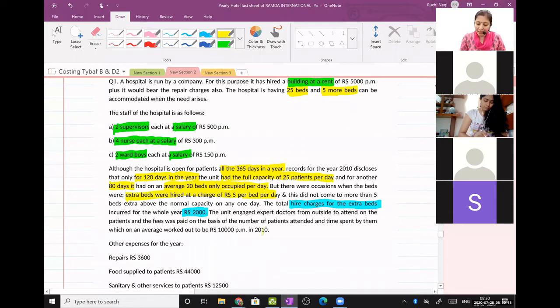The unit engaged expert doctors from outside to attend on the patients, and the fees was paid on the basis of the number of patients attended and time spent by them, which on an average worked out to be 10,000 per month in the year 2010. So this is the doctor's fees. Anyone, in this question, doctor's fees is which cost?